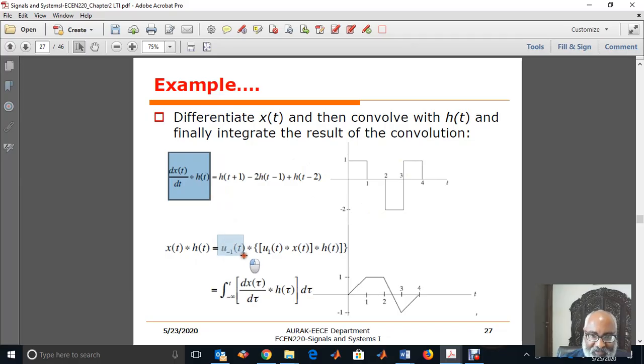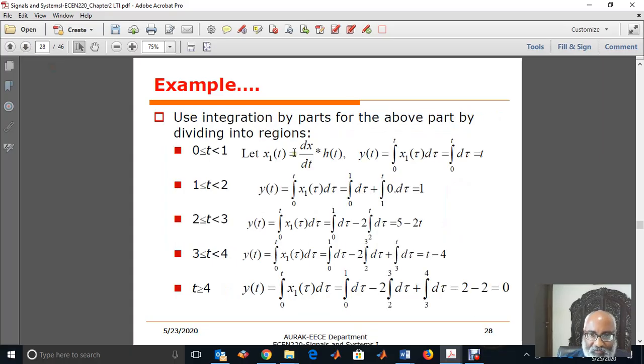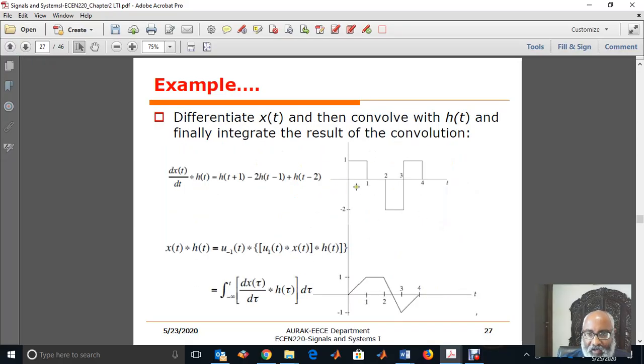Okay, now after this, what's the last step? U minus 1 of t, which means u of t convolved with everything. That means the integration, as I said, from minus infinity to t of this value. So we do the integration of this from minus infinity to t. This axis will become tau. So we will have different cases. For example, for t less than 0, the result will be 0, because for t less than 0, this one is 0.